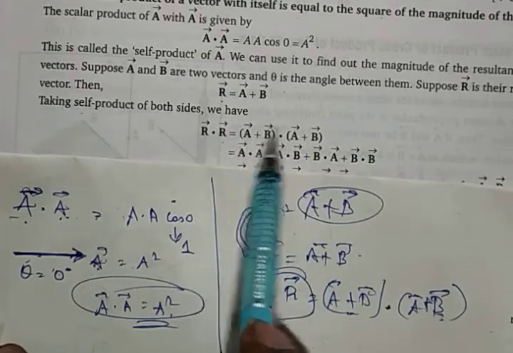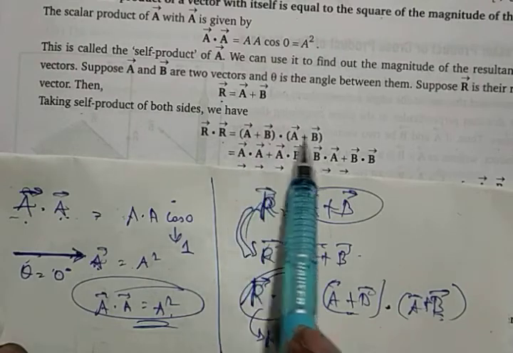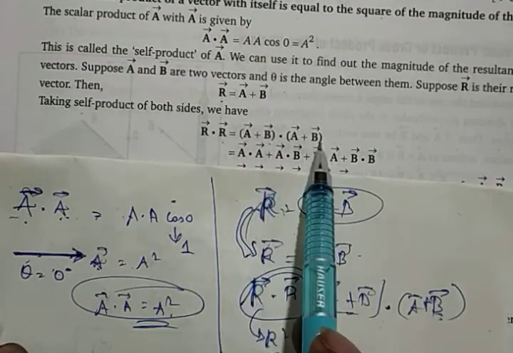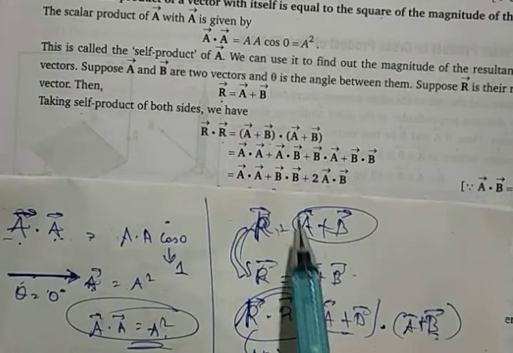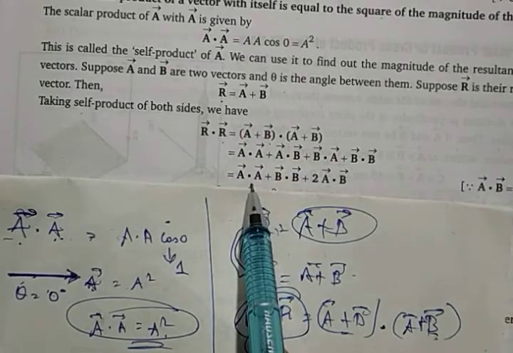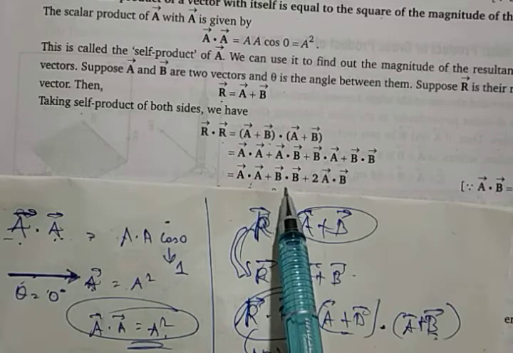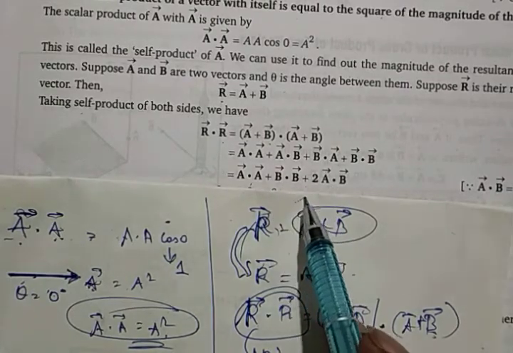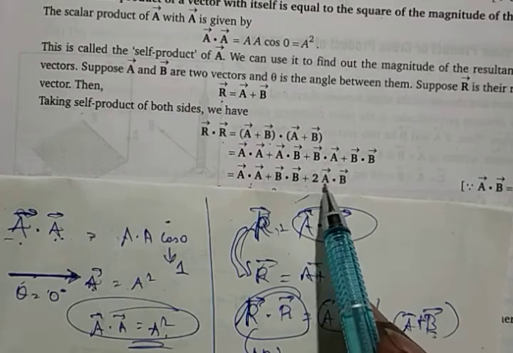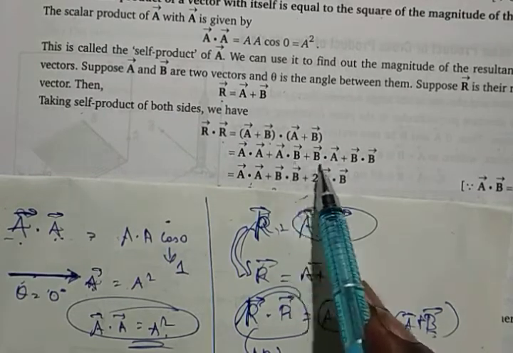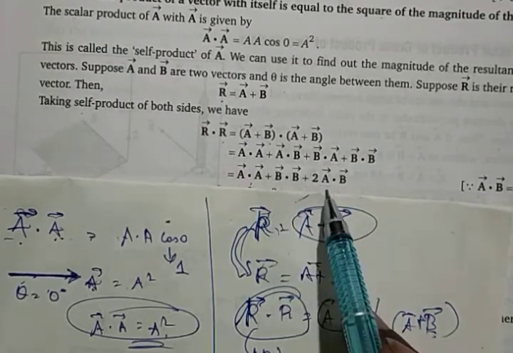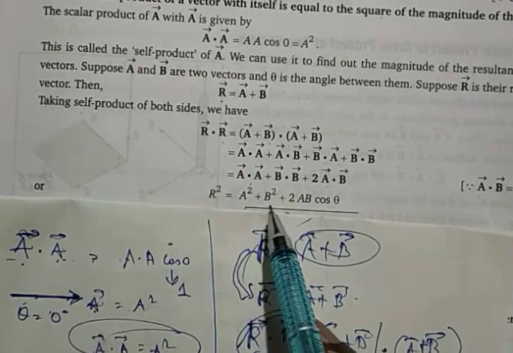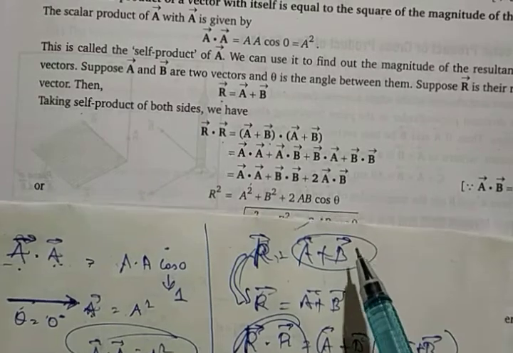Once you do this one, a will become a dot a, and again a dot b, and b is going to be b dot a and b dot b. So a dot a is going to be equal to a square, and b dot b is b square. Then 2 times of a dot b, because a dot b and b dot a is there. This could be combined together as 2 times of a dot b, which is going to be equal to r square is equal to a square plus b square plus 2ab cos theta. This is the main formula you will get.